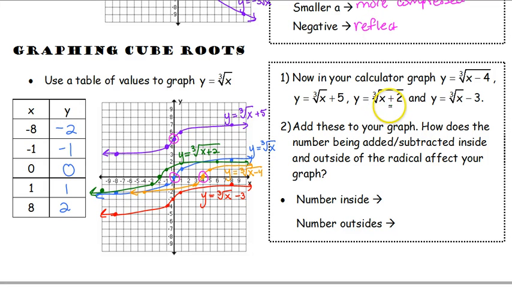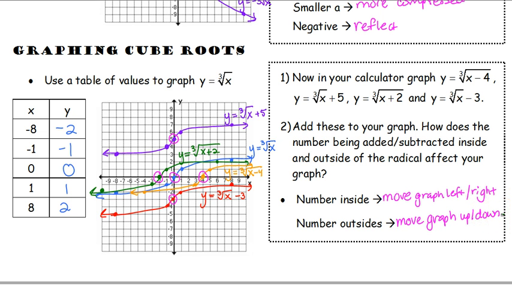Then we've got the cube root of x plus 2. When we look at x plus 2, we see that that starting point has gone to the left 2. And last, the cube root of x minus 3 means that we've moved that starting point down 3 spots. So if we have a shift in the number inside of the radical, it's going to move our graph left or right. And then the number outside is going to move our graph up and down.